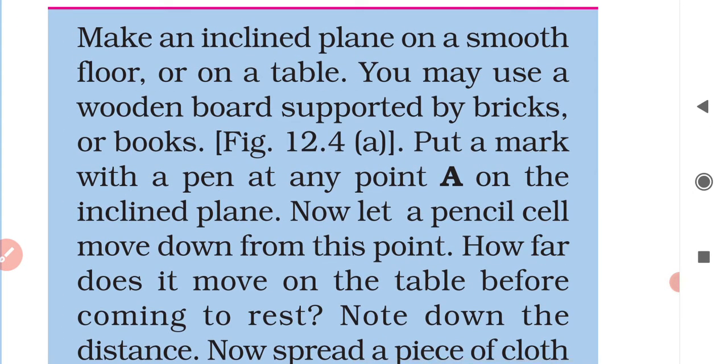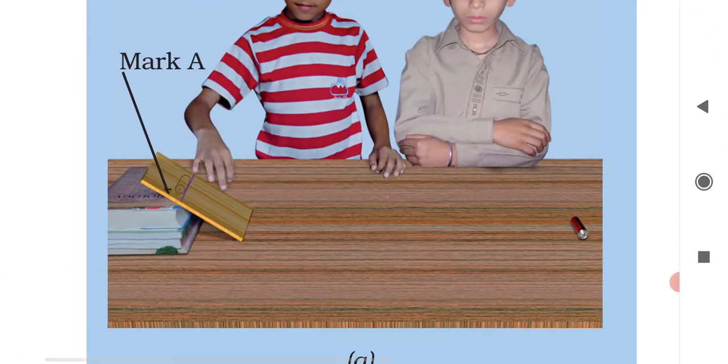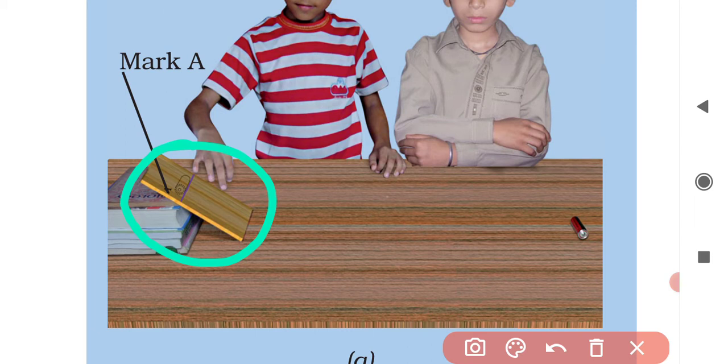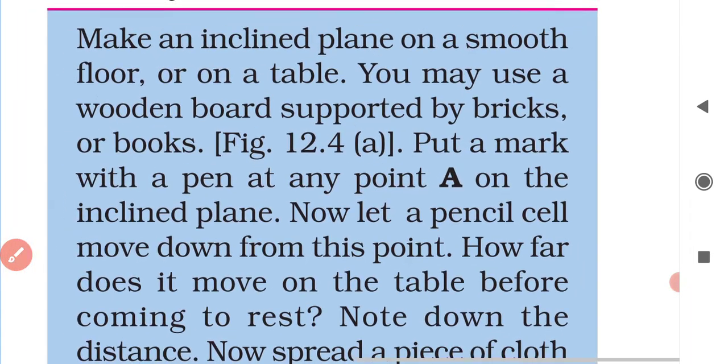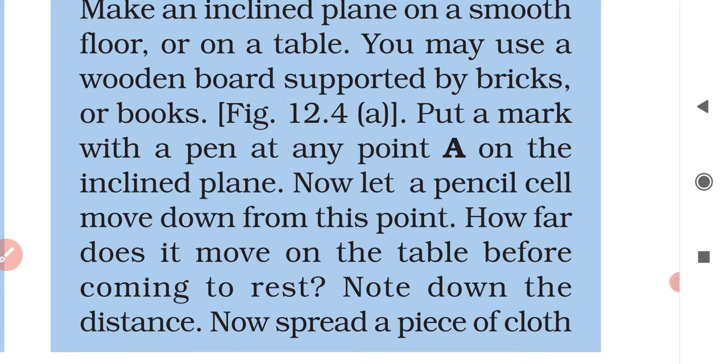So make an inclined plane on a smooth floor or on a table. You may use a wooden board supported by bricks or books. So you can use a board which is supported by bricks or books, like this. They have used a wooden board, and it is supported by some books, so as to make an inclined plane. Put a mark with a pen at any point A on the inclined plane. As I have shown you already, they have marked position A on the inclined plane.